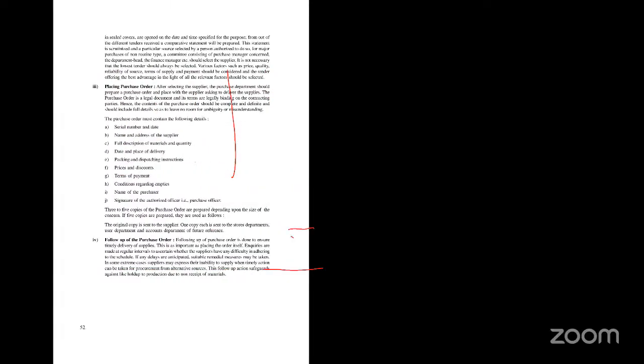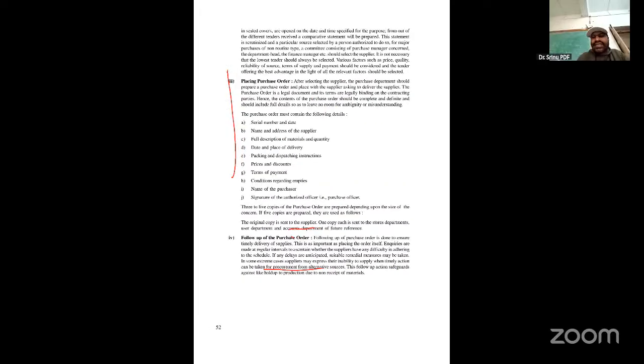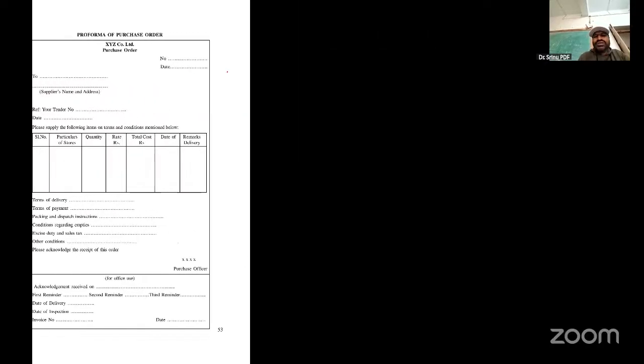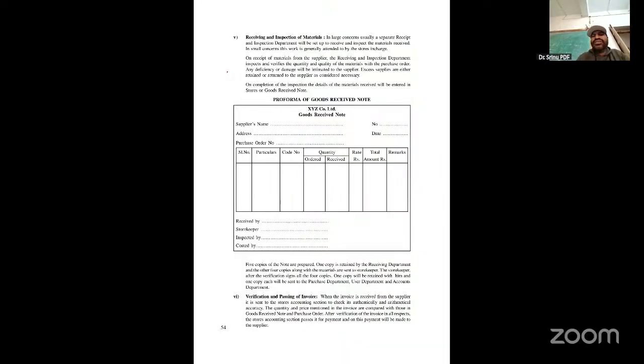Yes, sir. This is the fundamentals about the material, how we are purchasing. Once you know this, automatically you are able to understand the process of purchasing of material. So after this, we have a problematic part, that is the pro forma of goods received notes.